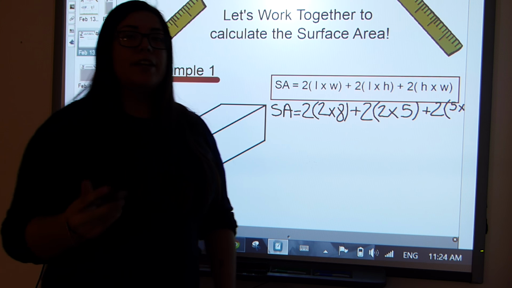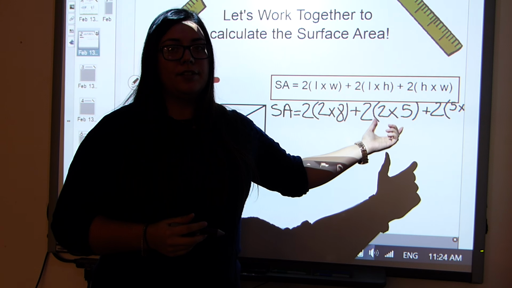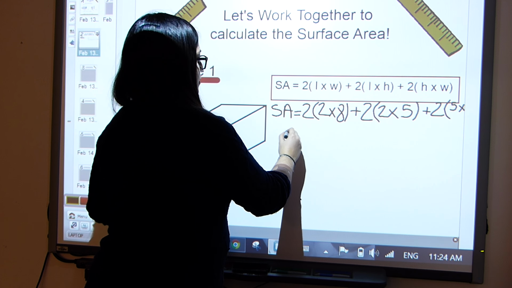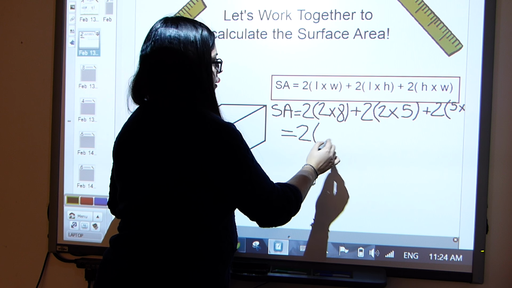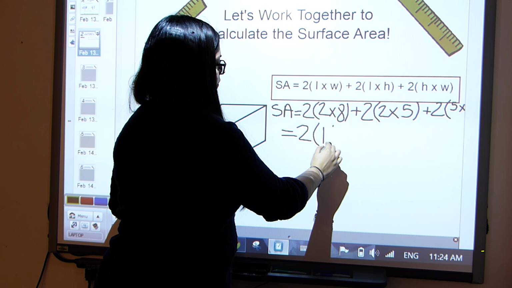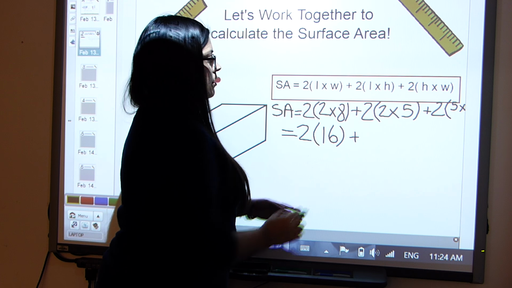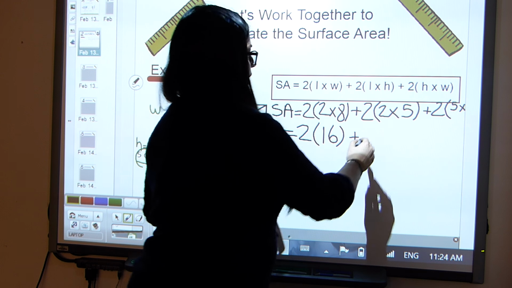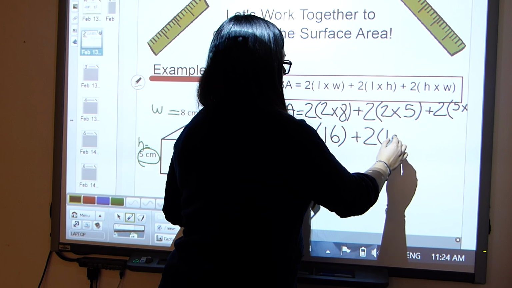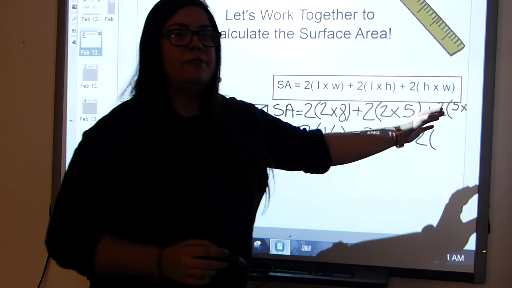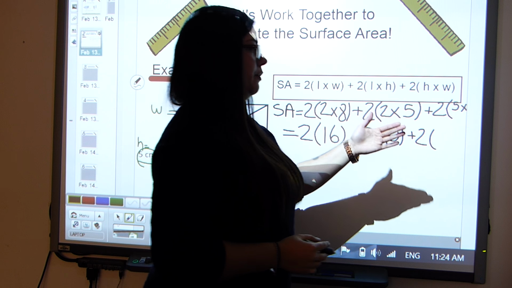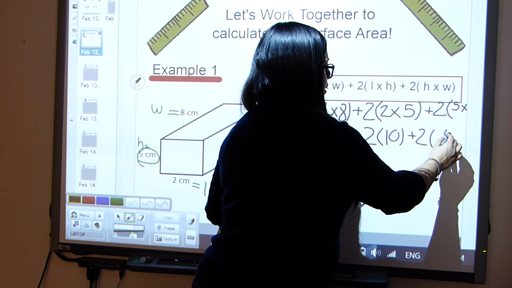So our next step, let's find out what the brackets equal, okay? So surface area equals 2 times 8, 16. 2 times 5 is 10. And in that bracket it says 5 times 8. You just can't see it, I ran out of room. So 5 times 8 is 40.